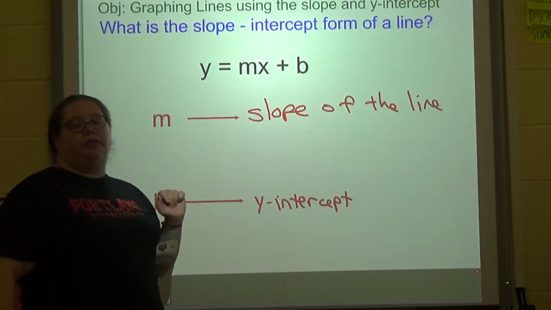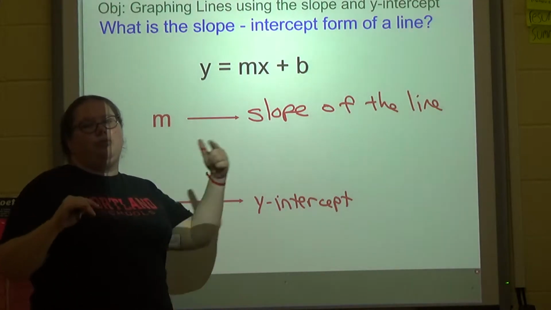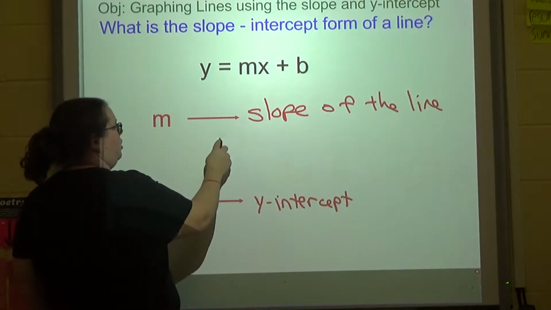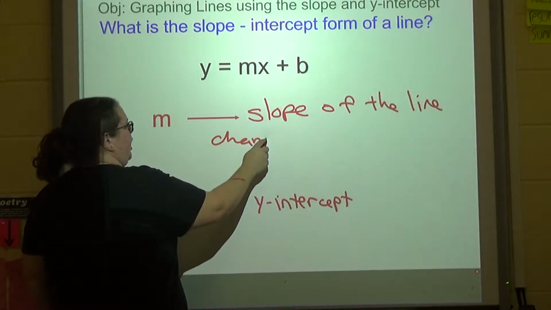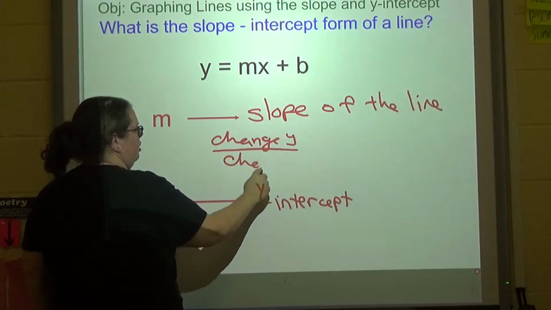Now remember, for slope from our slope lesson, that's your rise over run, your change in y over change in x. Okay, so your change in y over your change in x.